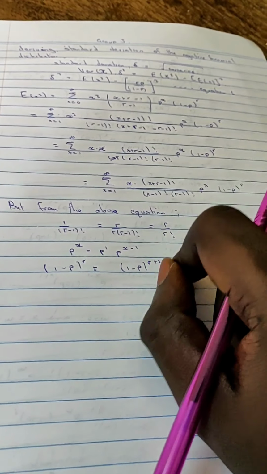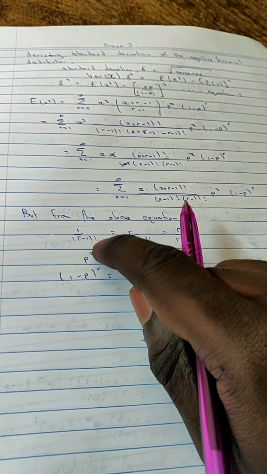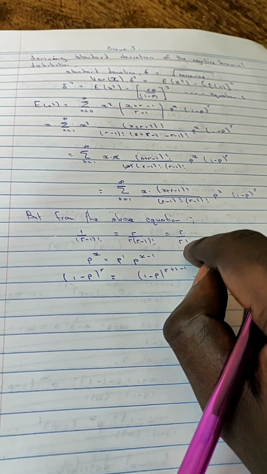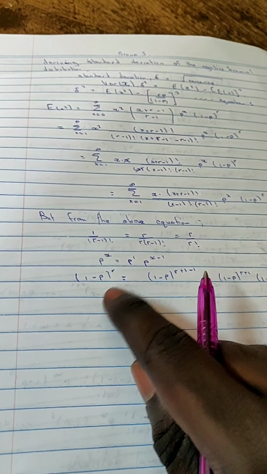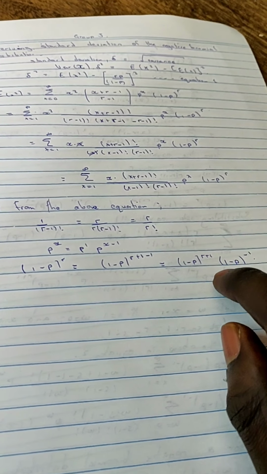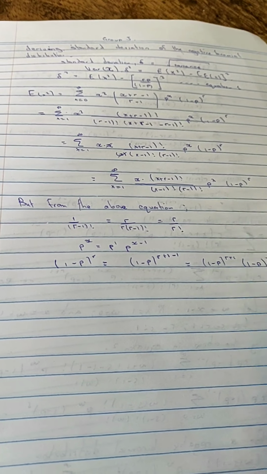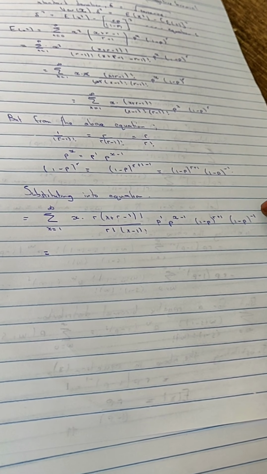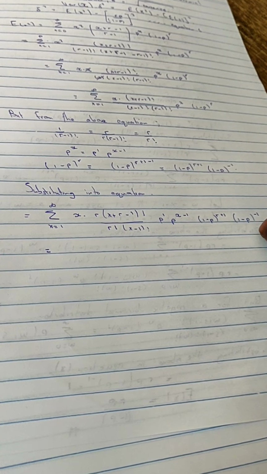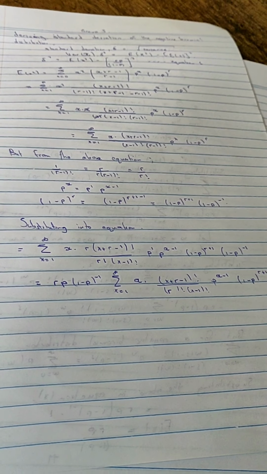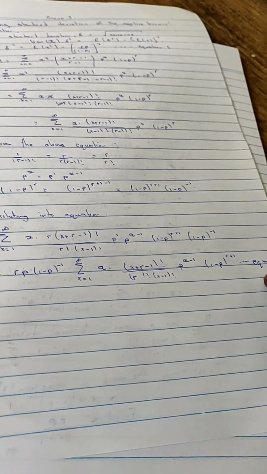From the above equation, 1 over r minus 1 factorial is going to be equal to this. P power x is going to also be equal to this one, and p power r is going to be equal to this one. So we substitute them into our equation. After substituting into the equation, we get this. So we pull the constants out. After substituting into our equation, we get this one, and we call it equation 2.